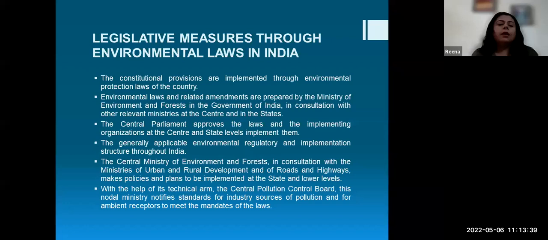So, as per legislative measures, there are different constitutional provisions which are implemented for environmental protection laws. Then there are recurrent amendments which are made by the Ministry of Environment and Forest in the Government of India. In the last lecture we had a question by one of our students: why are these politicians, MLAs, not given any information or training regarding environment? They are implementing local level schemes and policies, but they are not the policy makers or the decision makers. All these environmental laws are implemented by the Ministry of Environment and Forest and Government of India.